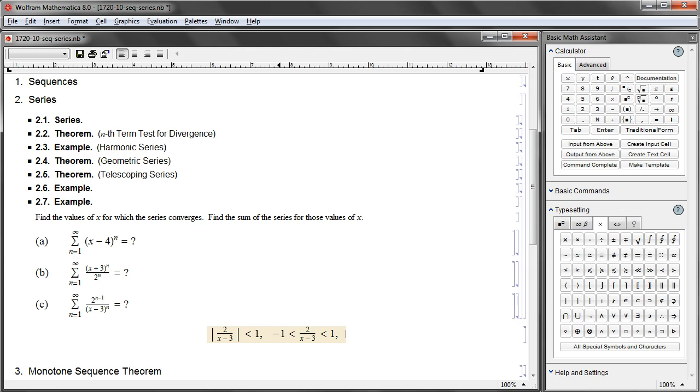And then how about the sum? You can use the geometric series formula, of course. A over 1 minus r. The r value is 2 over x minus 3. Good. What is the a value? You can find out by plugging in n equals 1 into this expression. The detail is left to the students.